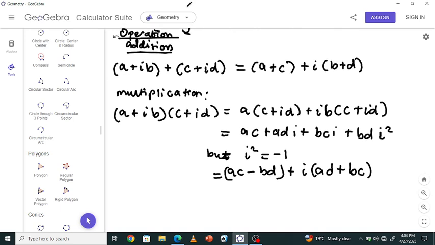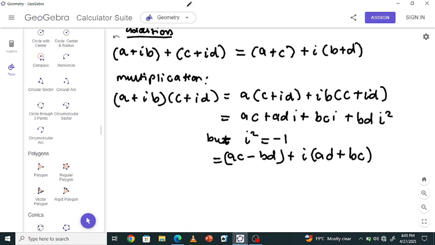And now when it comes to division, we have the division of two complex numbers. We are going to use what we call complex rationalization. When we are dividing two numbers, we apply what we call complex rationalization.